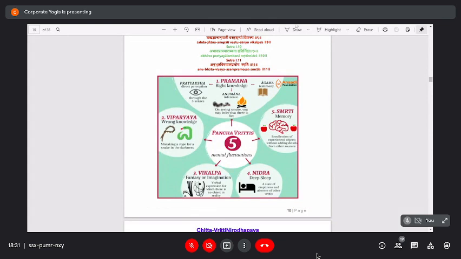Viparya means Bhranti? Viparya may not be Bhranti. Vikalpa is more of the Bhranti, the delusion. Viparya is wrong knowledge. I'll explain the difference between Viparya and Vikalpa. Viparya is when there is a fact, but you are assuming something wrong, and you are ready to change it if someone tells you the fact. That is different.